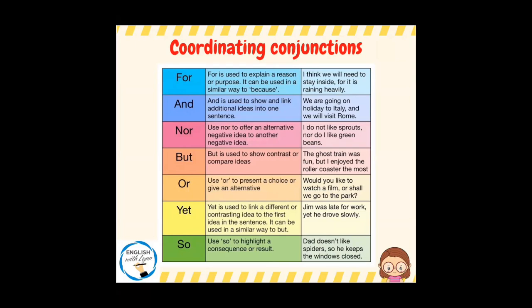And with these conjunctions, you need to make sure that you are using them in the correct way because each of them is used in a different way. So if you are using for, it is used in a similar way to because. It's used to give a reason or a purpose. So you might talk about, I think we need to stay inside today for it is raining heavily. Or I want to go to the zoo for it is my birthday. And you could replace the for with because, and it has the same meaning.